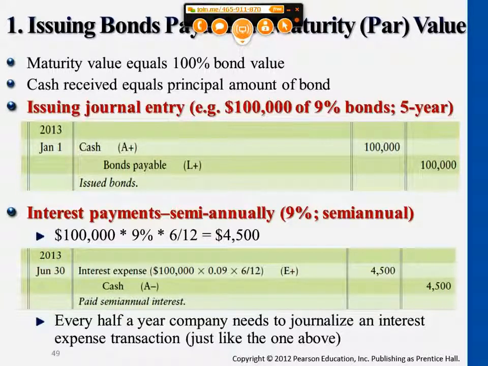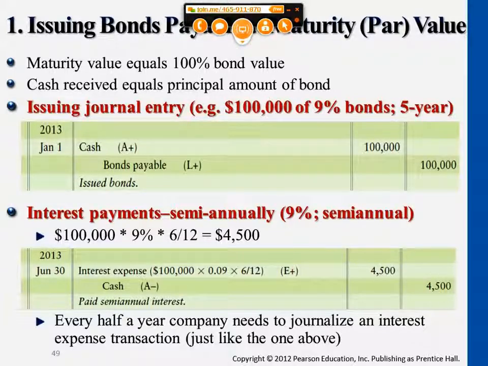And this part here will not change, because we're not paying by installments. The full amount, $100,000, will be paid at the end when the bond matures 5 years later. So throughout the 5 years, every half a year, the journal entry will look exactly the same as this, for the next 5 years. It would always be 6 over 12, and the principal amount would always be $100,000, for this case.